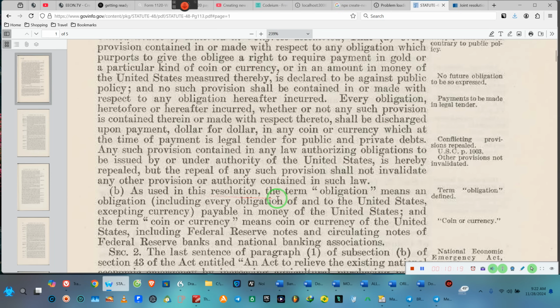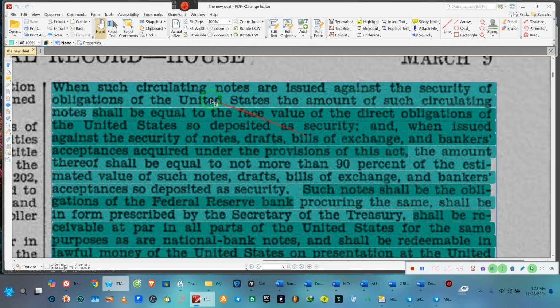It says, as used in this resolution, the term obligation means any obligation, including every obligation of the United States accepting currency, payable in monies of the United States. And the term coin or currency means any coin or currency of the United States, including Federal Reserve notes and circulating notes of the Federal Reserve banks. Now, hold on now. We got to understand what a circulating note of the Federal Reserve Bank is. When such circulating notes are issued against the security of obligations of the United States, the amount of such circulating notes shall be equal to the face value of the direct obligation of the United States to deposit in that security.